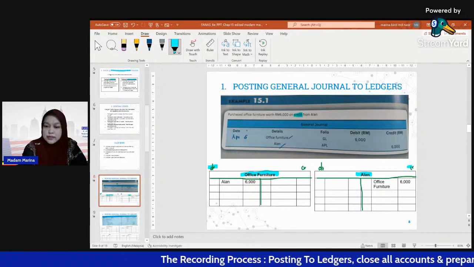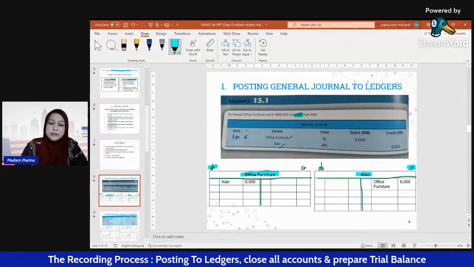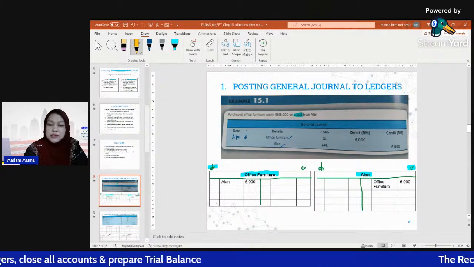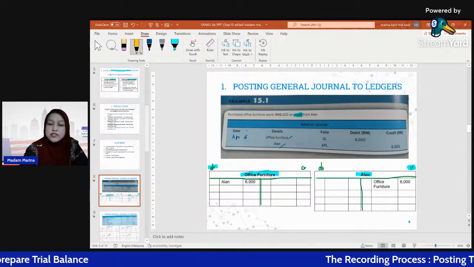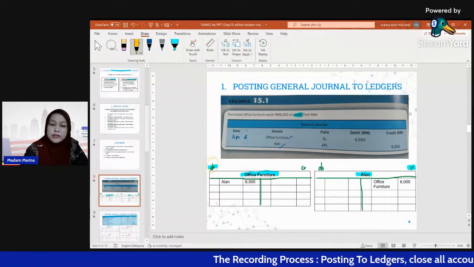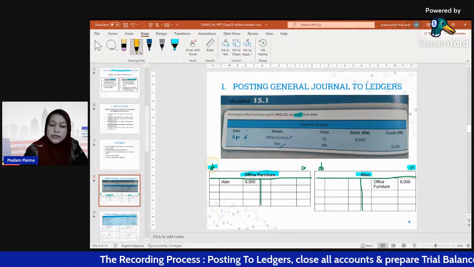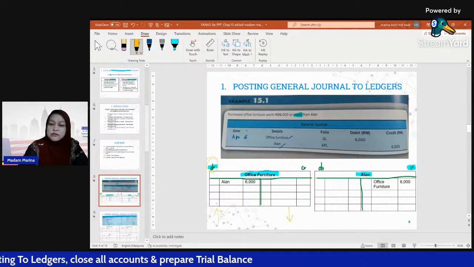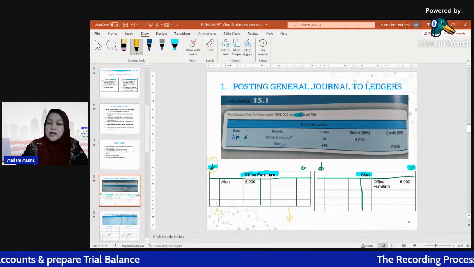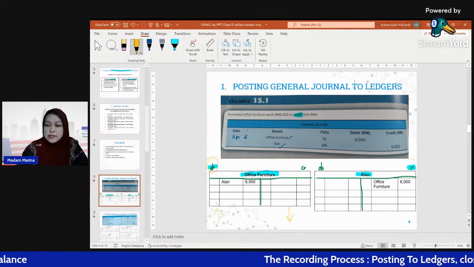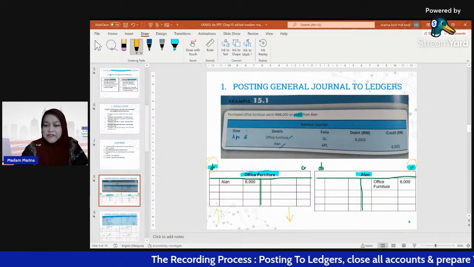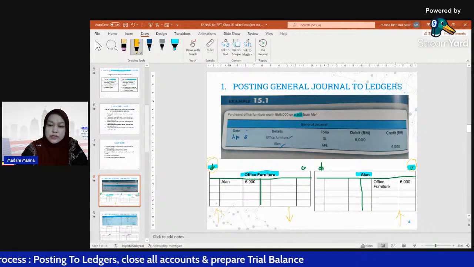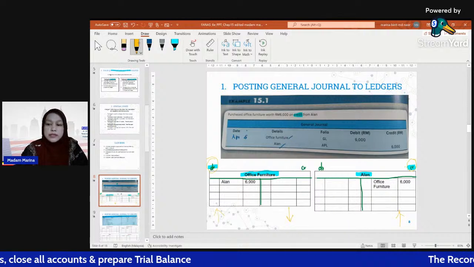So Alan has a credit balance. You still remember what the double entry procedure is? When a transaction increases the office furniture, and the office furniture has a debit balance, we will record it on the debit side. And when a transaction reduces the office furniture account, we will post it on the credit side. Same goes to Alan. Since Alan has a credit balance, whatever transaction affects the Alan account by increasing it, we will post to the credit side, because Alan has a credit balance.